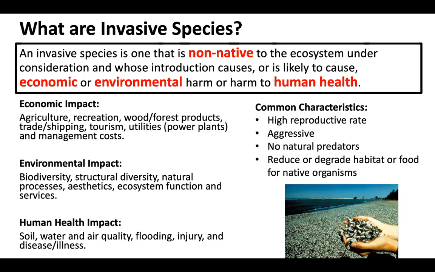Some common characteristics of invasive species is that they have very high reproductive rates. They're generally pretty aggressive plants and they outcompete native species. They don't have any natural predators usually, and overall they just reduce or degrade the habitat or food that native organisms would usually rely on.